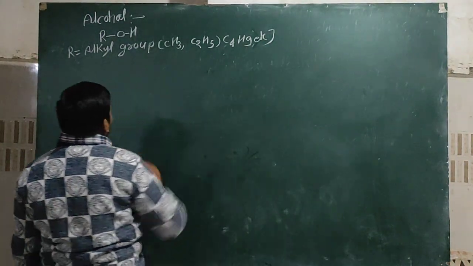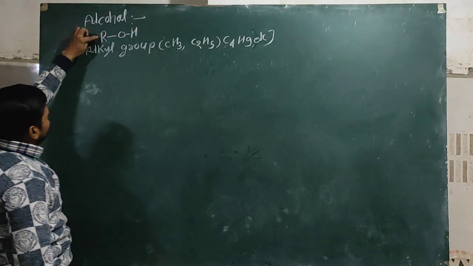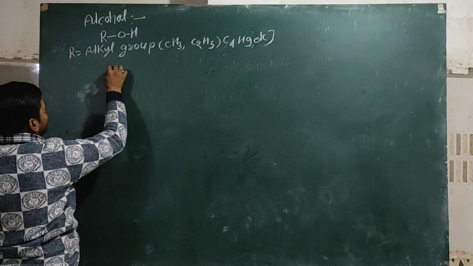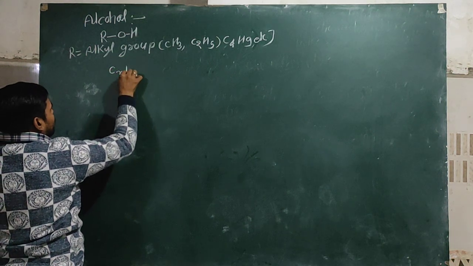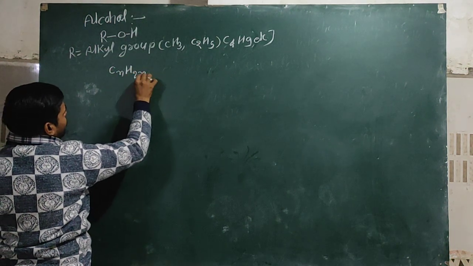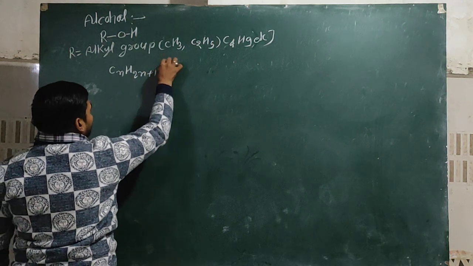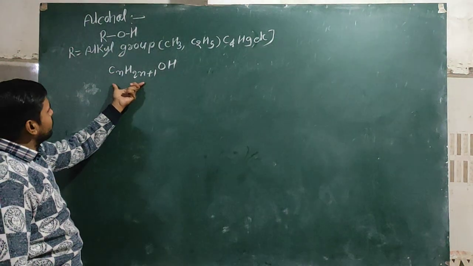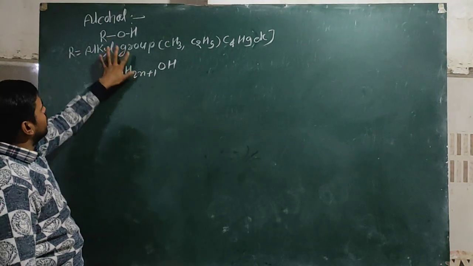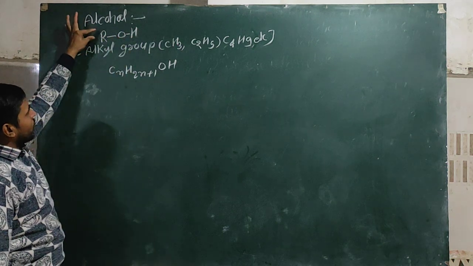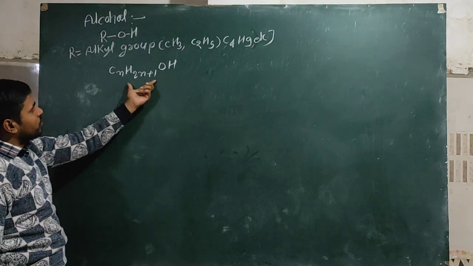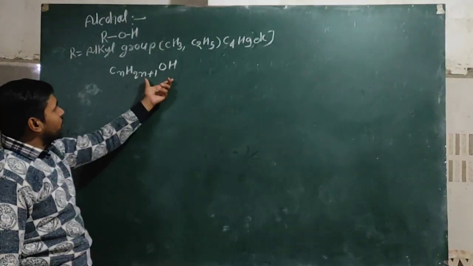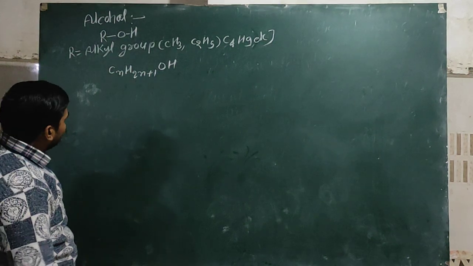But if we try to understand what is the general formula of alcohol, then you can explain. The general formula of alcohol is CnH2n+1 OH. You can compare this general formula with ROH, the alkyl group whose general formula is CnH2n+1, and it contains one OH group or hydroxyl group. Then the general formula of alcohol is CnH2n+1 OH.